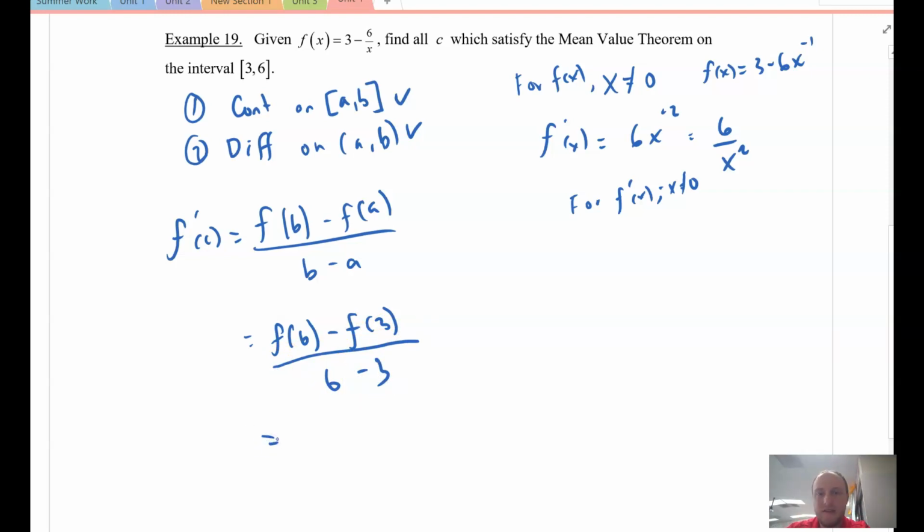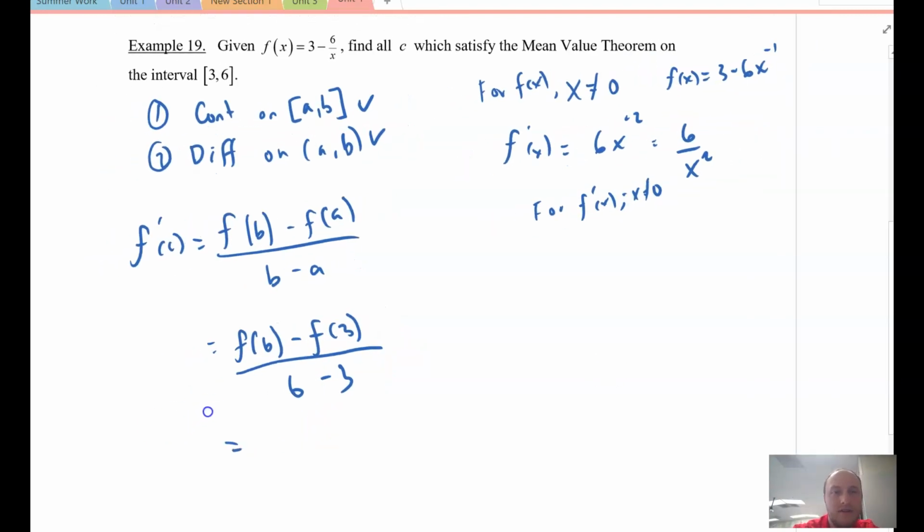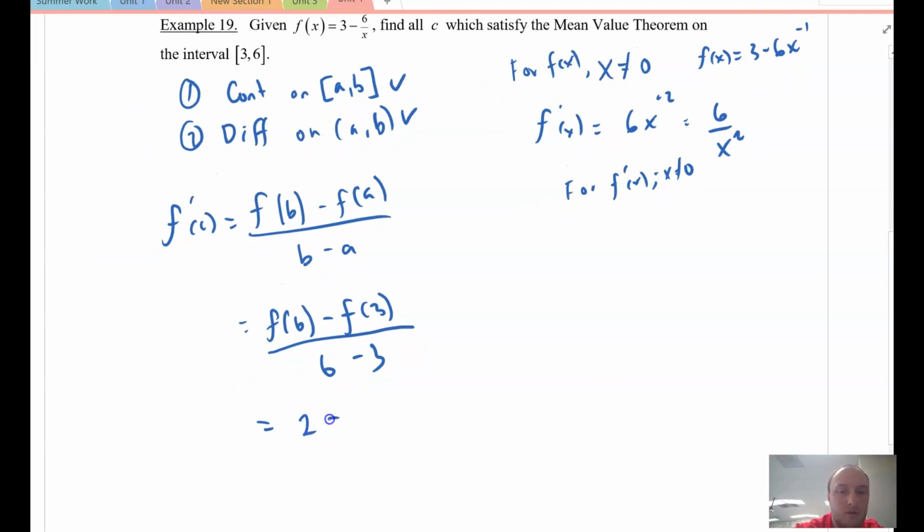If I plug in f of 6, that's 3 minus 1, so that is 2. Minus f of 3: if I plug in 3, that's 6 divided by 3, that's 2, so 3 minus 2 is 1. Over 6 minus 3, so this is equal to 1/3. What this is telling us is that there exists a c value such that f prime of c is equal to 1/3.